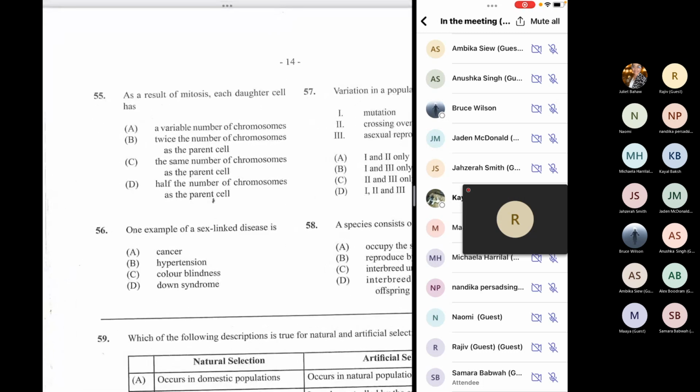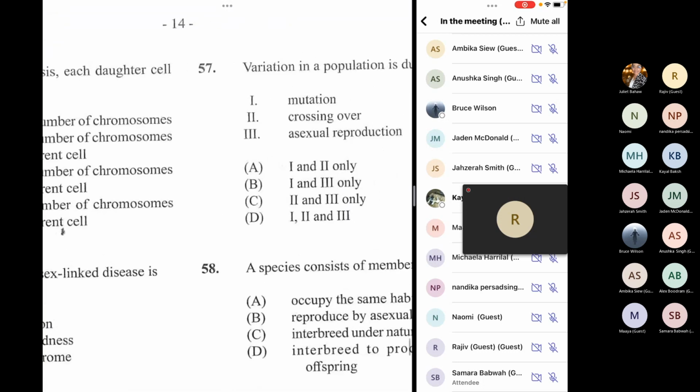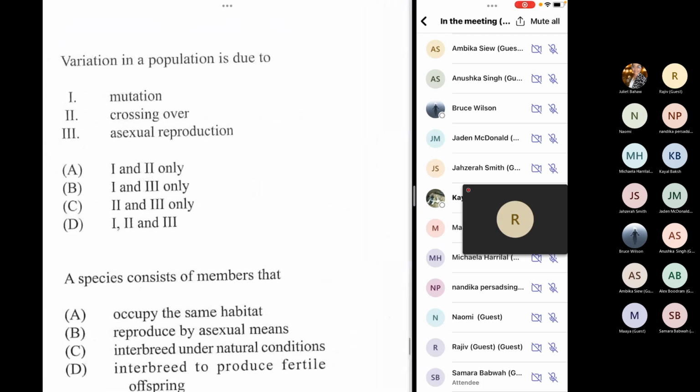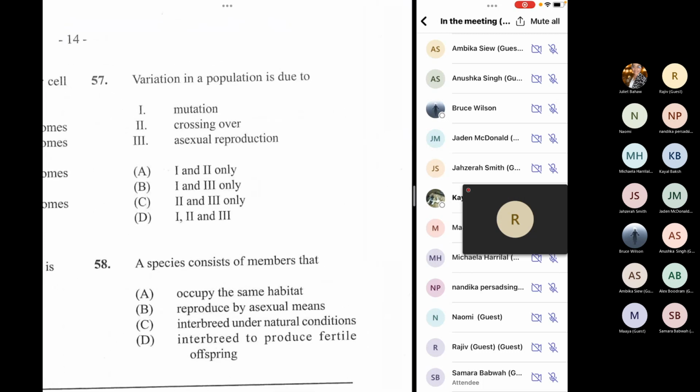56. One example of a sex-linked disease. This one is color blindness. See? 57. Variation of a population is due to mutation and crossing over, 1 and 2A. Right? Asexual is when you're making an identical copy, so that is a clone as well.